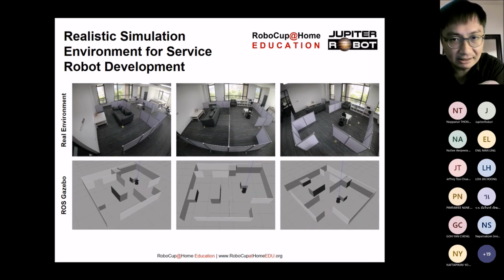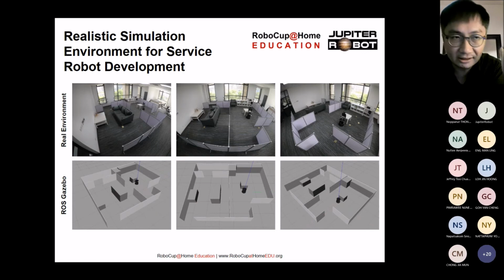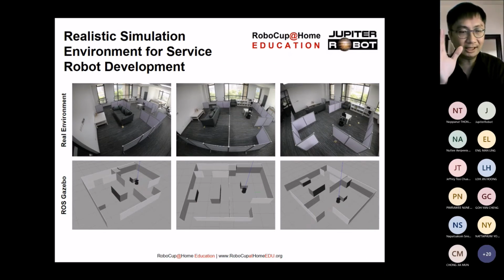So they can build the map in the simulation and also in the real world, and the map obtained is usable in either the real world or simulation. For example, the map built in the real world can be used for the Gazebo simulation, and the map built in the Gazebo world can be used in the real world, because the accuracy is really very close. Right, so let me invite Jupyter Robot to show you this demonstration.